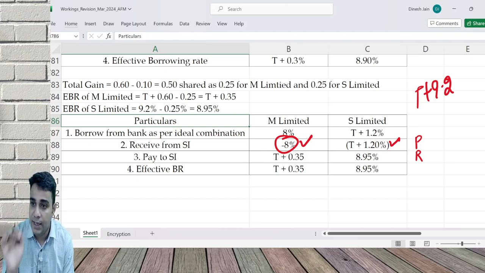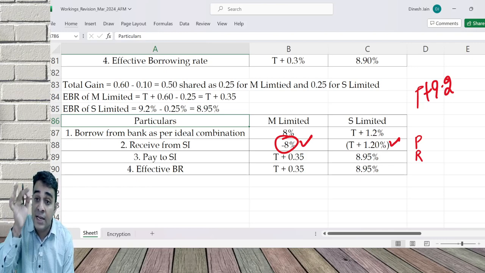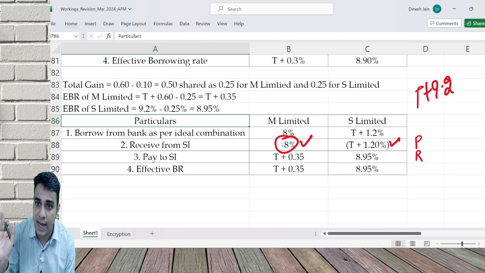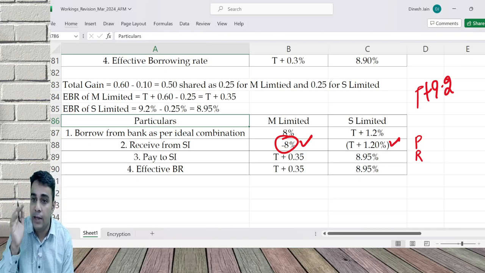See, when it's an intermediary, it's very simple. Again, I'll repeat. With an intermediary, you just need to do a very simple calculation. First, put your borrowing from the bank as per the ideal combination. Receive exactly the same. 1 and 2 got cancelled. What will you pay? Your effective borrowing rate.